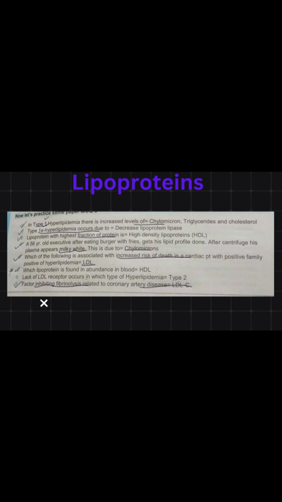Which of the following is associated with increased risk of death in cardiac patient with positive family history of hyperlipidemia? That is LDL. Which lipoprotein is found in abundance in blood? That is the HDL. HDL is present in abundance in the blood. Lack of LDL receptor occurring in type 2 hyperlipidemia. Factor inhibiting fibrinolysis related to coronary artery disease is LDL-C.